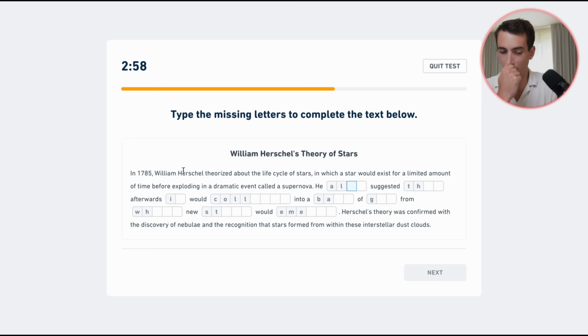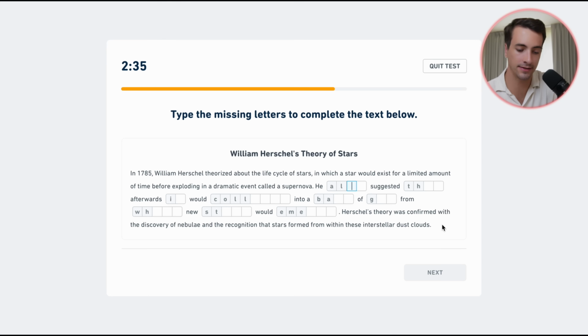All right, here we have a read and complete question. So let's go ahead and read the title. William Herschel's theory of stars. In 1785, William Herschel theorized about the life cycle of stars, in which a star would exist for a limited amount of time before exploding in a dramatic event called a supernova.